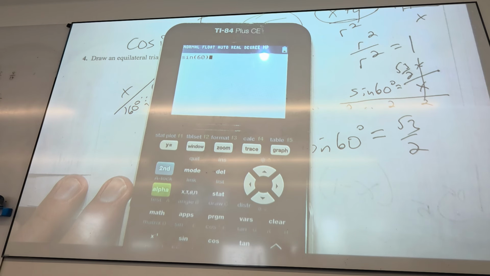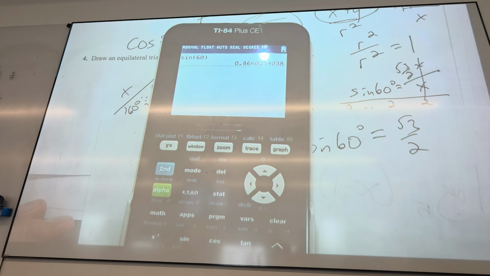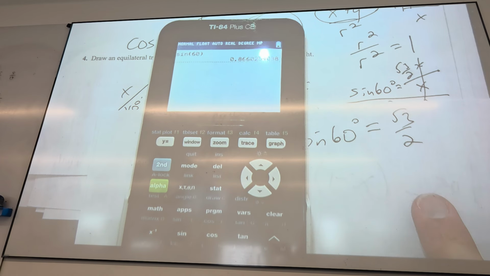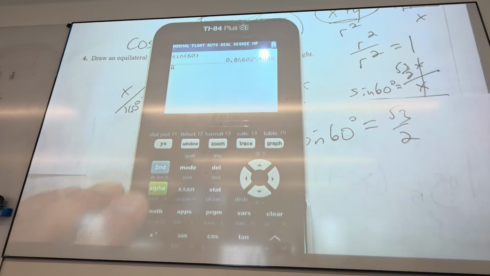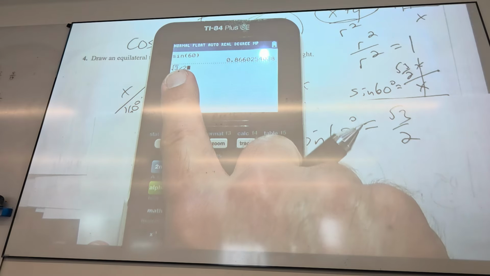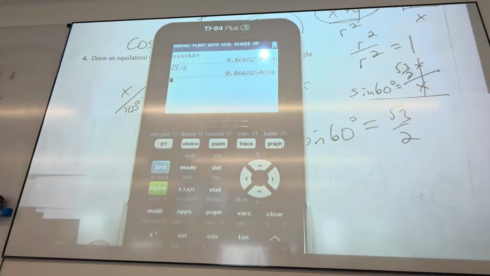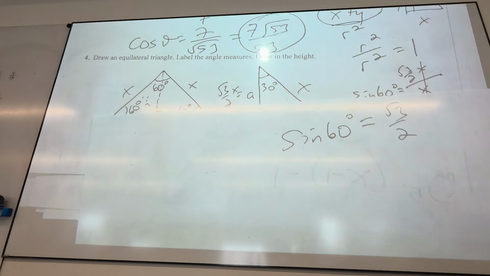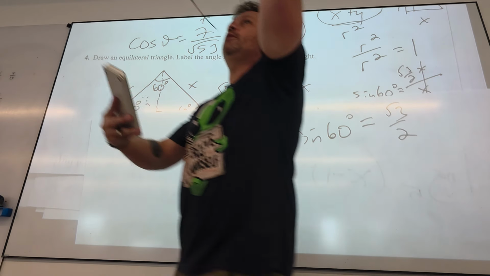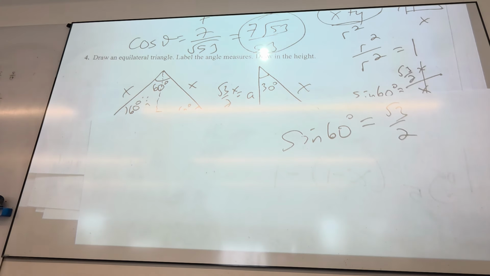Sine of 60 is this gross decimal, yes? But what did we just say sine of 60 is supposed to be? So if I do square root of 3 divided by 2, I got to make sure I come out of the square root symbol, yes? It's the same number. So we just proved that when you have the sine function and you input 60 degrees, it will output square root of 3 over 2. We proved it from this general triangle.